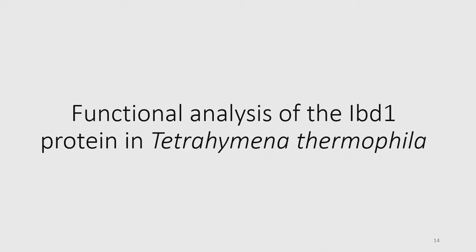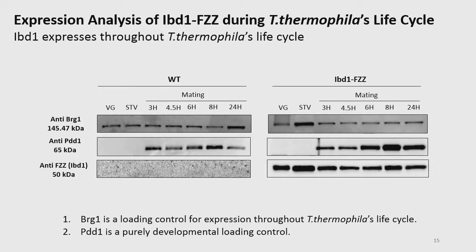So then we wanted to look at the functional analysis of the IBD protein in Tetrahymena thermophila. So we did some Western blots. On the left panel, you can see our wild type. And on the right panel, we can see the Ibd1 FZZ-tagged strain. We have anti-BRG, which is an antibody that is supposed to be seen during vegetative growth, starvation and mating. And we also use a PD-1 antibody that is purely developmental. And in this, we can see that Ibd1 is present throughout the Tetrahymena thermophila life cycle.